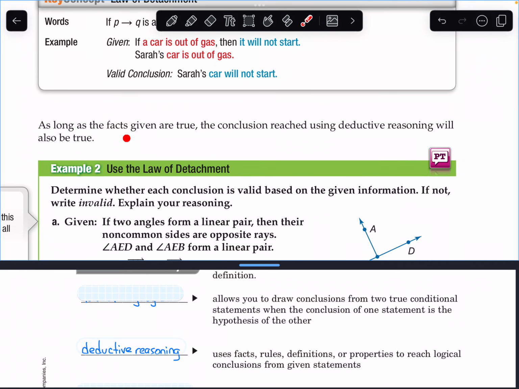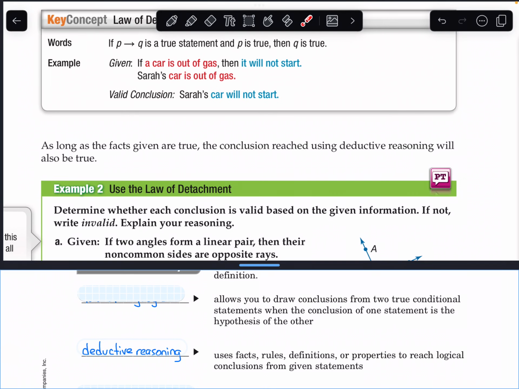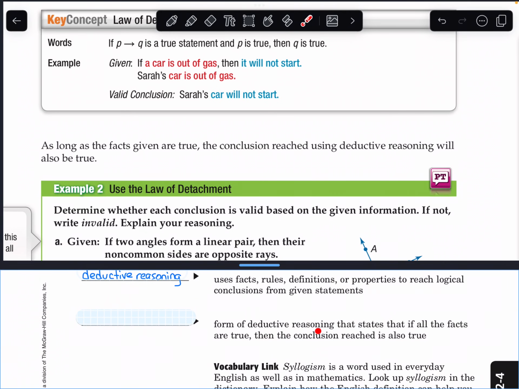As long as the facts given are true, the conclusion reached using deductive reasoning will also be true. Okay, and that leads us to our definition for law of detachment: a form of deductive reasoning that states that if all the facts are true, then the conclusion reached is also true, referring to the conclusion of the conditional statement there.